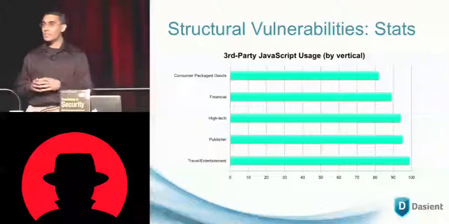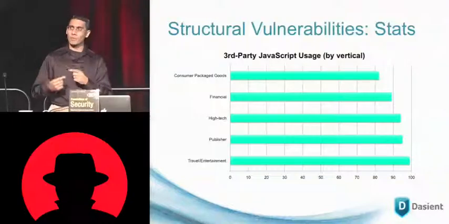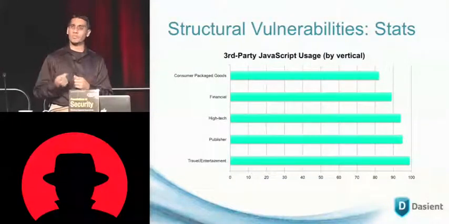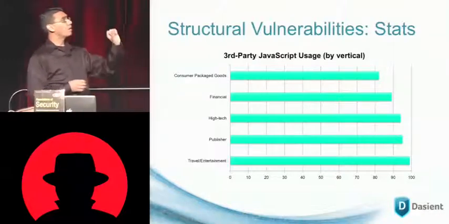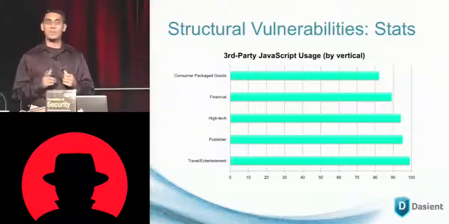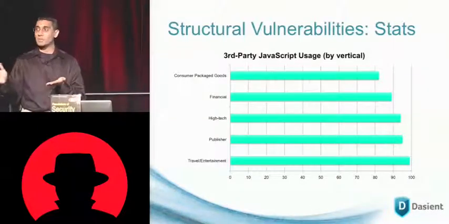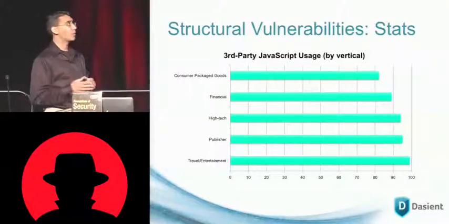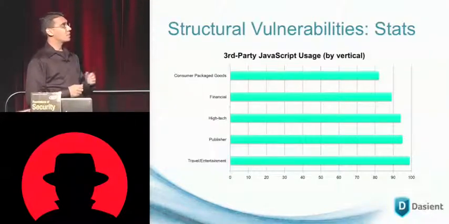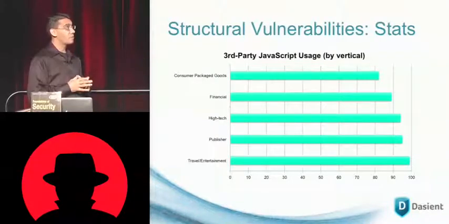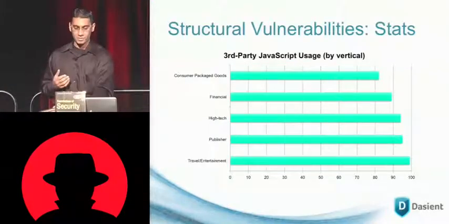Let me talk about a couple more stats around structural vulnerabilities, and then talk about a number of things around how to address these issues and make sure that structural vulnerabilities on your website don't result in web-based malware infections. So I mentioned the overall stat that 75% of websites use third-party JavaScript widgets, but there's a couple verticals that rely on third-party JavaScript widgets in a much more likely way. So consumer packaged goods websites, financial websites, high-tech websites, publisher websites, and travel and entertainment websites had a much higher reliance on third-party JavaScripts than otherwise.